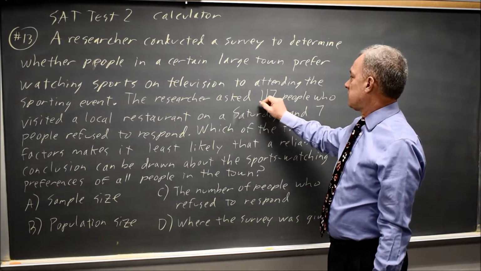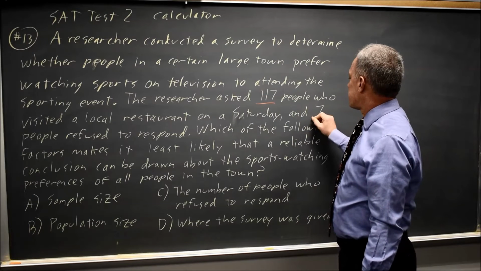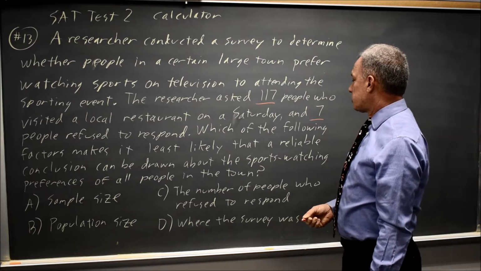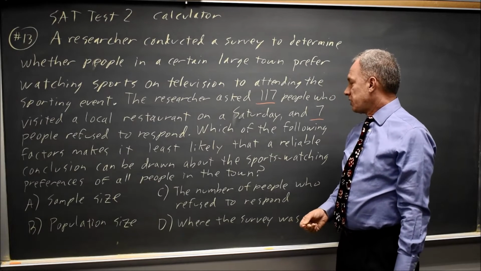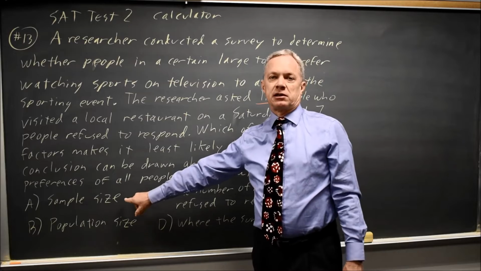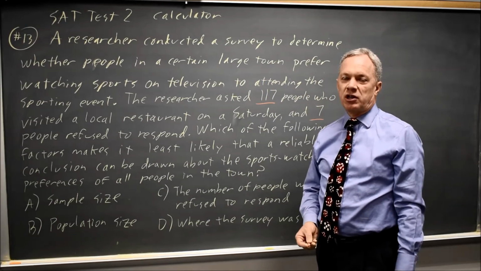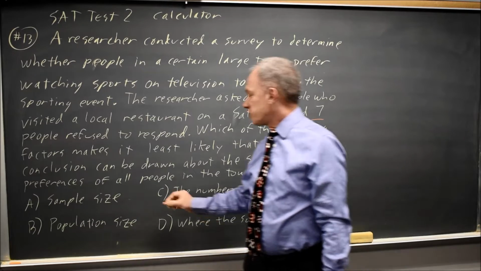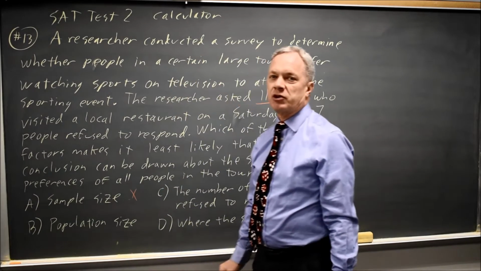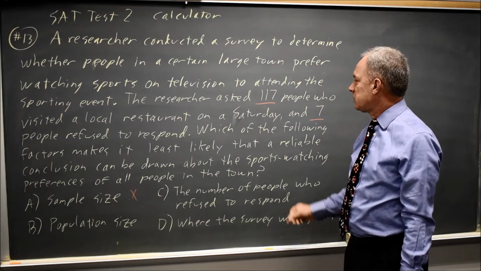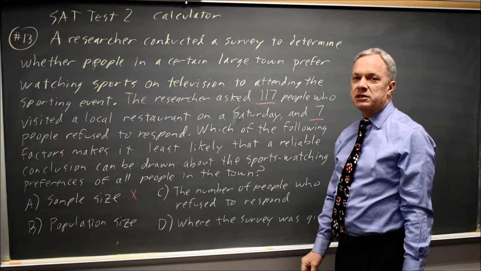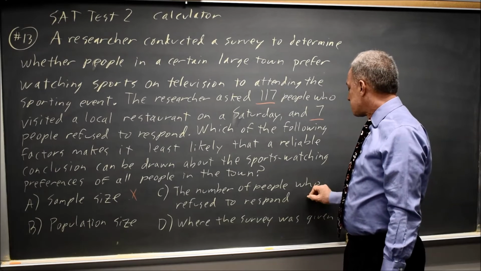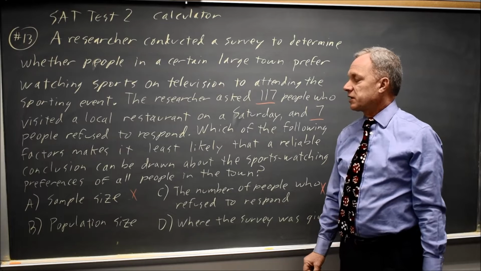In this case, the number of people asked was 117. 7 refused to respond. The first choice of what could make the survey inaccurate is sample size. Sample size is rarely a flaw in a survey, and a sample of size 117 is more than sufficient for almost any purpose if you're willing to tolerate a little bit of uncertainty. The number who refused to respond is 7, which is a very small number to refuse to respond. So that's not a likely problem with this sample.